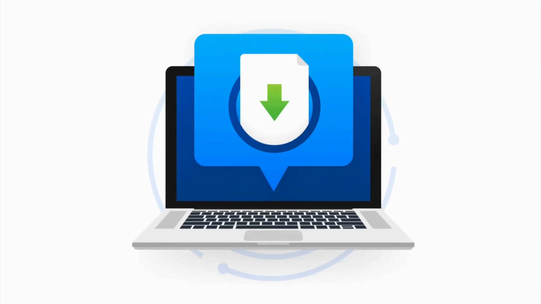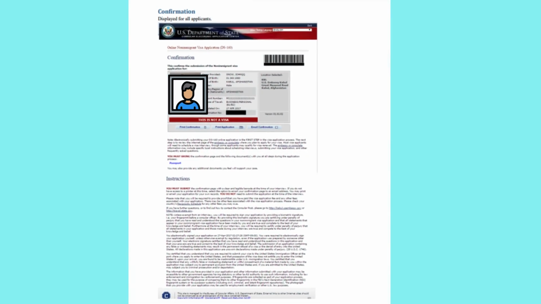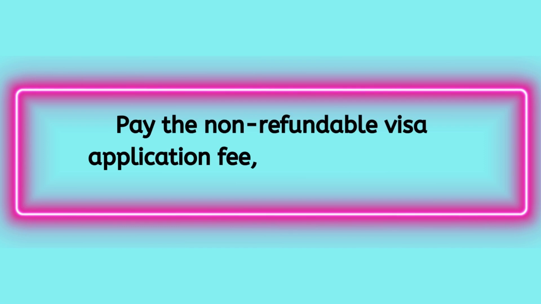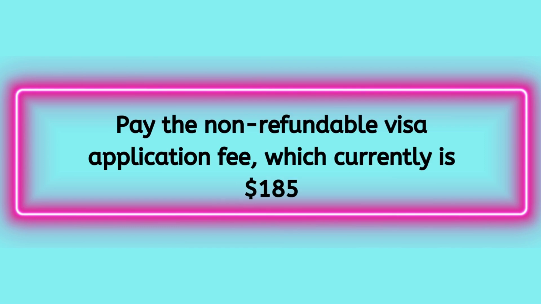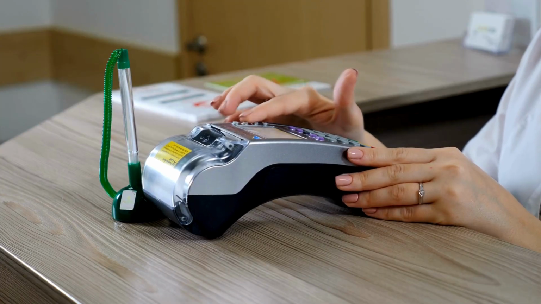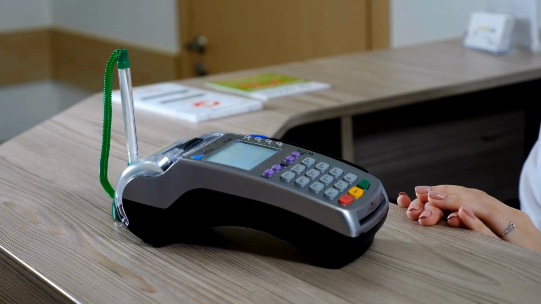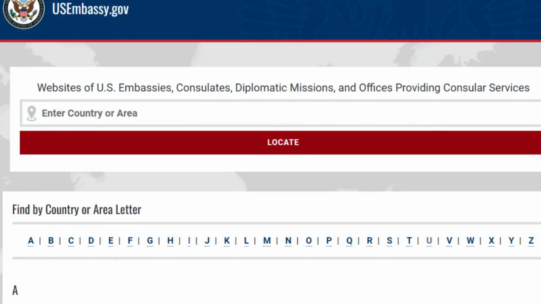Now friends, once you've filled the form, please download and save the DS-160 form confirmation page. Then comes step 2. Pay the non-refundable visa application fee, which currently is $185. But please check with your embassy website as regards the currency and method for payment.